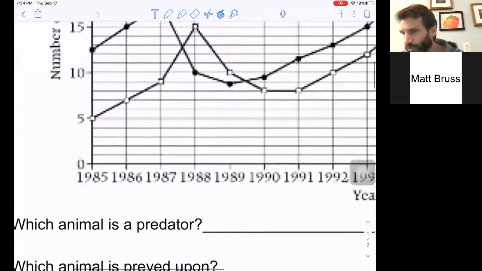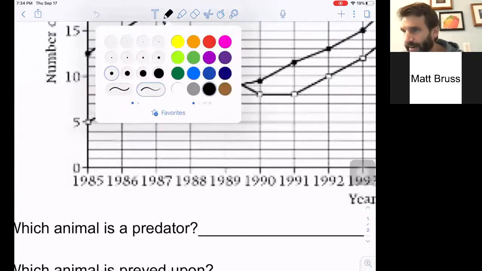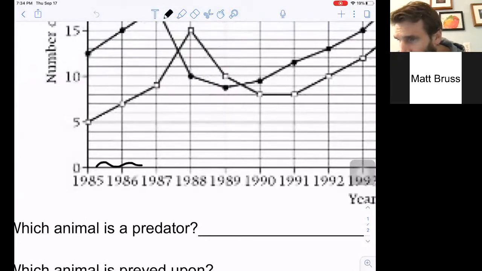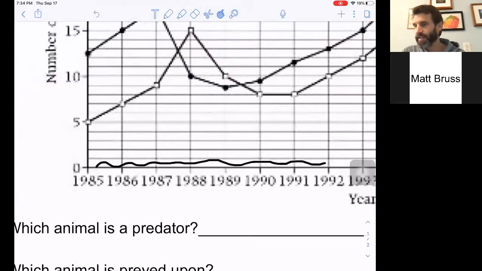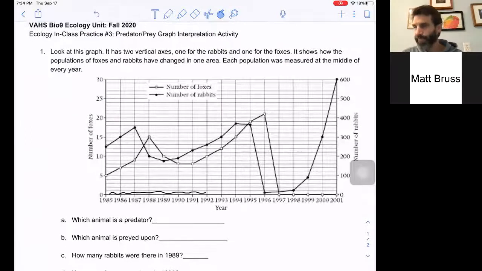So if I were going to draw the fox population in here, I would have to draw it all within here, right? Because it's from 0 to 20. If you put the graph back, you can't really get a good sense of the trend of the foxes because the scale is different.